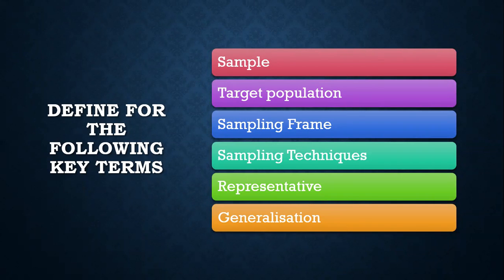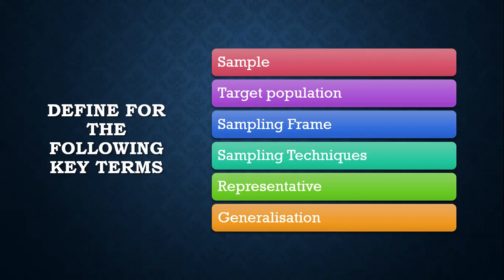Sampling techniques. Sampling techniques are a group of methods that we use to obtain our sample. So we have different sampling techniques. And we have random, systematic, stratified, opportunity, and volunteer. These are known as our sampling techniques. It's the technique we're using to get our sample.